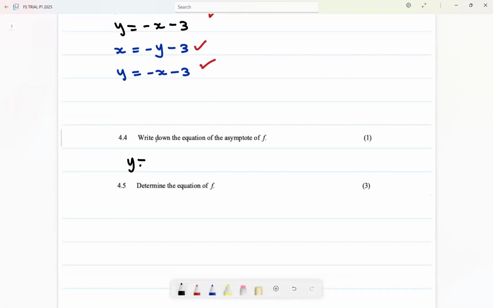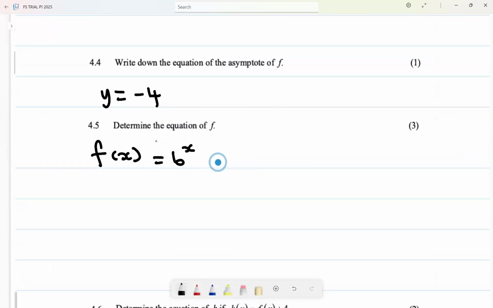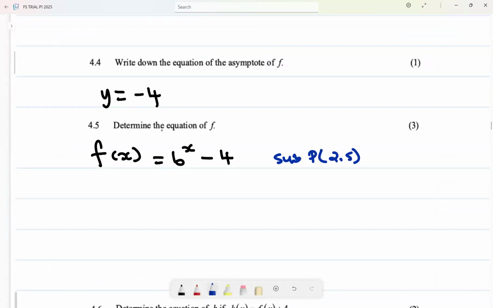This is easy. And then they determine the equation of f. How do I find the equation of f? Remember, f of x we are given to be something like b to the power of x plus q. But we already know q, it is our asymptote, which is -4. And then you just need to sub any point. So I'm going to sub point P, because point P is a point on that graph, which is (2, 5). I get 2 and 5. And then y is 5, equal to b to the power of 2 minus 4. And then 9 is equal to b squared.